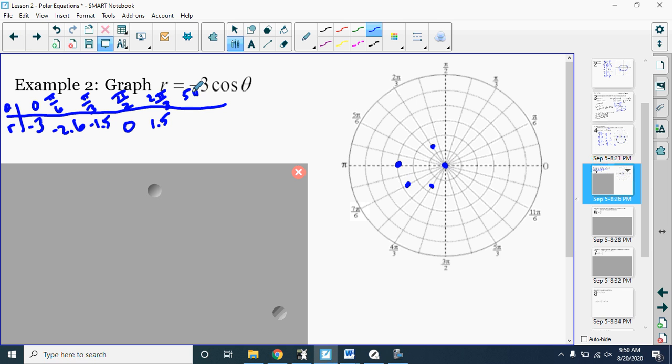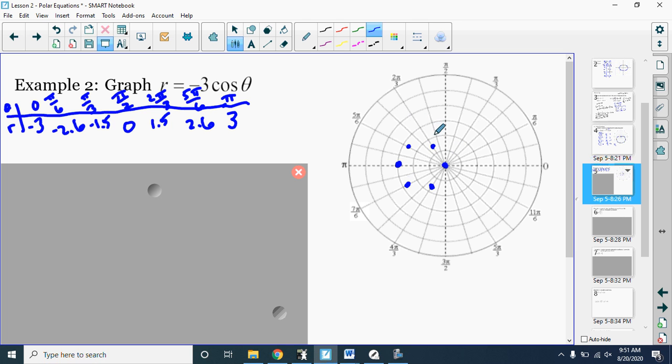Pi over 6 is positive 2.6. 5 pi over 6, positive 2.6. Plugging in pi gives us 3, which is a point we already have. And then if we continue on, if we plug in 7 pi over 6, we're going to get this value. This one's going to give us this point again, and so on.